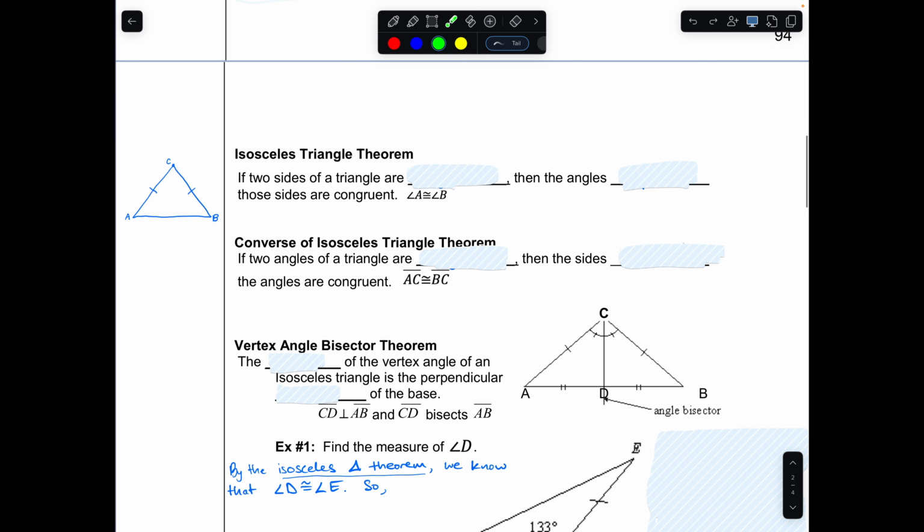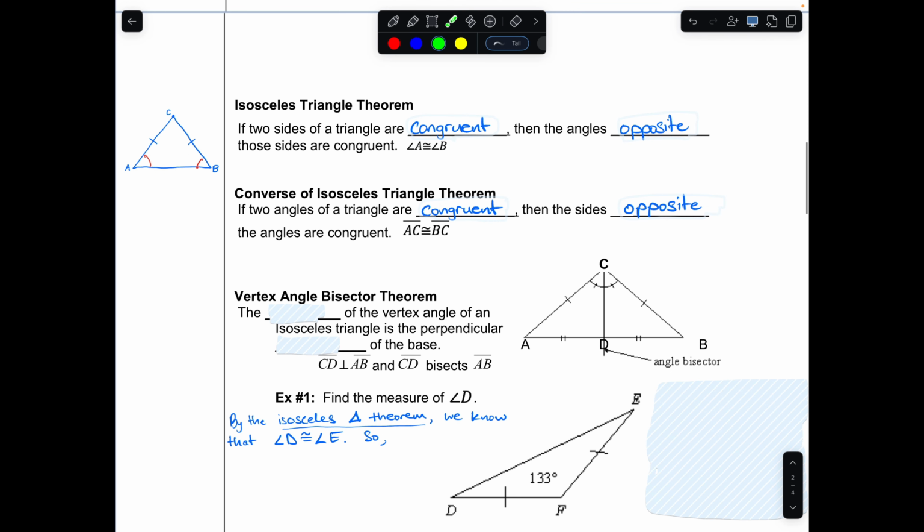So we have a couple theorems. The isosceles triangle theorem says that if two sides of a triangle are congruent, then the base angles have to be congruent as well. The converse is also true, though. So you could start by knowing that the two angles are congruent, and that's enough to say that, well, if these two angles are congruent, these two sides must also be congruent. So if two angles are congruent, then the sides opposite the angles are also congruent.